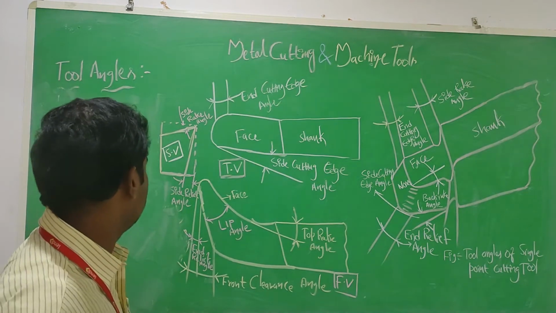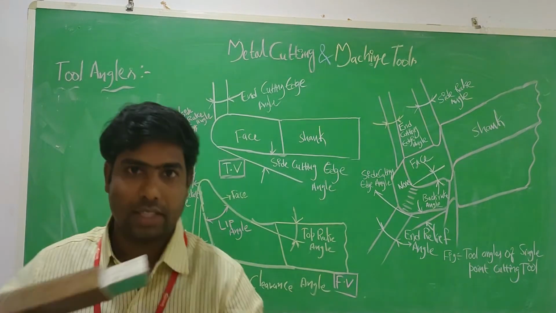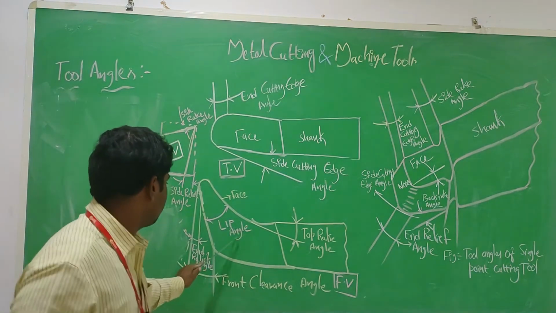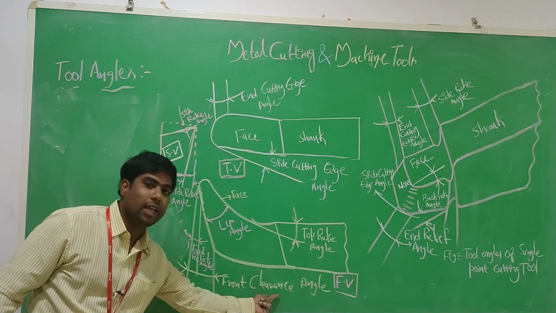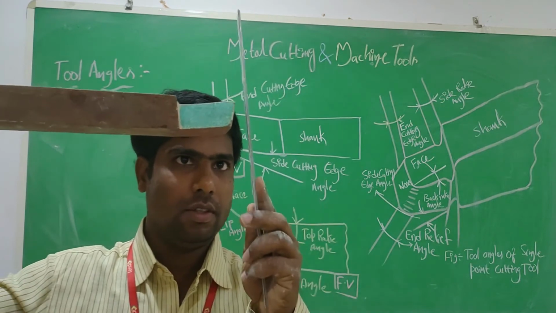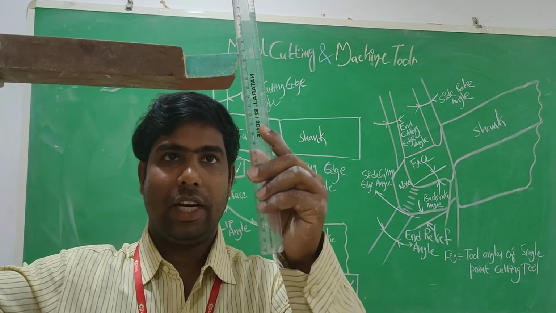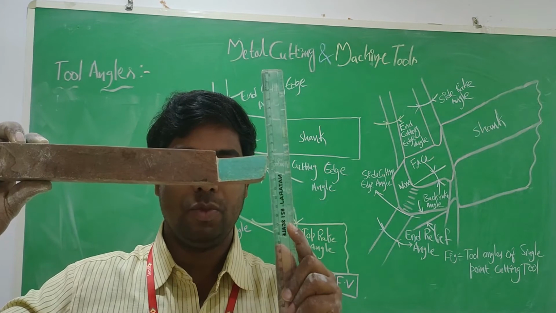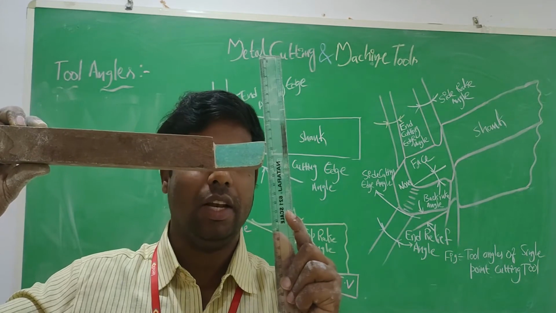So clearance angles in the front view, right? This is the front view. We are observing clearance angles. This is the front clearance angle. I am showing it in a single point cutting tool. In the front view, you are observing the angle between the scale and the tool. So that is called the front clearance angle.